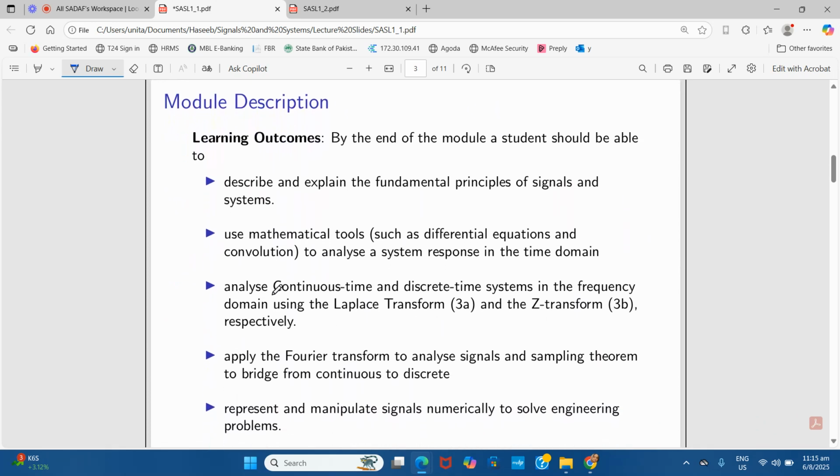our learning objective is that students will be able to know about the fundamental principles of signals and systems, and they will be able to use some mathematical tools for the analysis of a system response, especially in the time domain. For those mathematical tools we will talk about differential equations and convolution, and also the analysis of continuous time and discrete time systems in the frequency domain using the Laplace transform and Z transform, respectively.